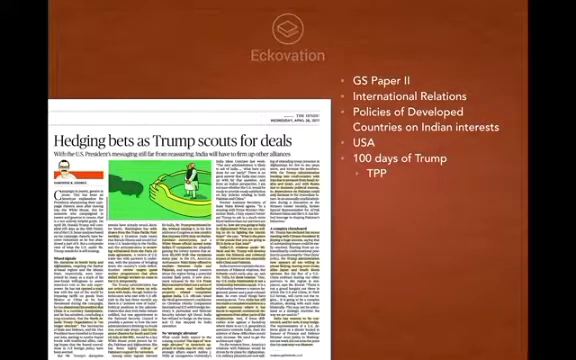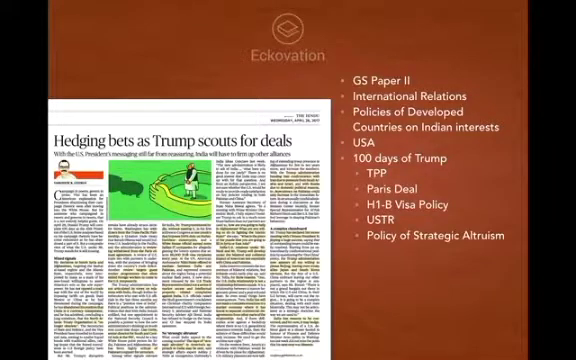the TPP talks have been sort of stalled. There are rumors or newspaper reports that the Paris deal could be rolled back. The INDCs of the USA could be rolled back. The H-1B visa policy is also under cloud. The US Trade Representative has been again giving out reports which are antithetical to Indian policies.